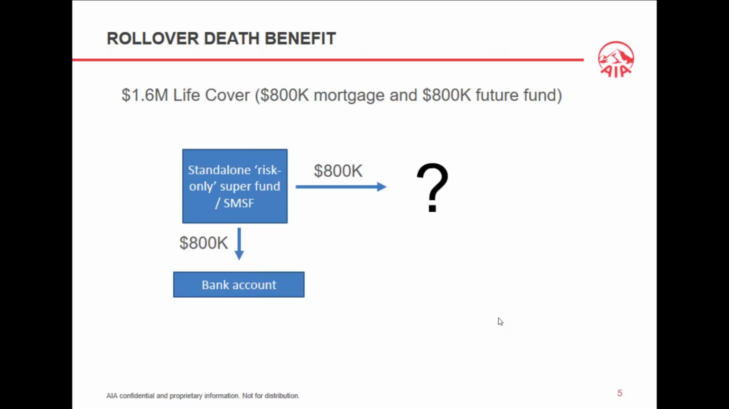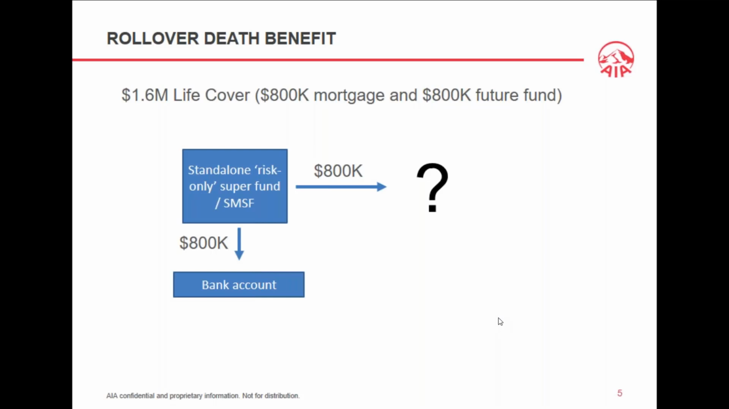So on your screen, what I'm trying to communicate here is if that $1.6 million was housed within a standalone risk-only superannuation plan, or indeed if it was housed within a self-managed superannuation fund, naturally we would be calling for $800,000 to be paid out into mum's personal bank account in order for mum to be able to clear the outstanding debt or that prevailing mortgage.